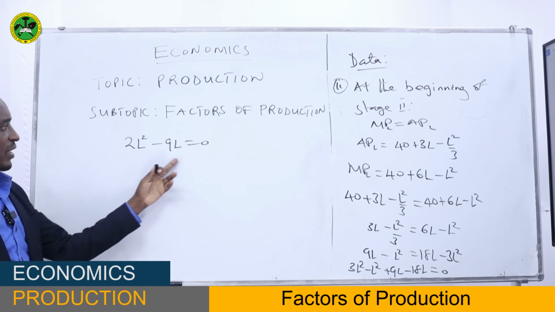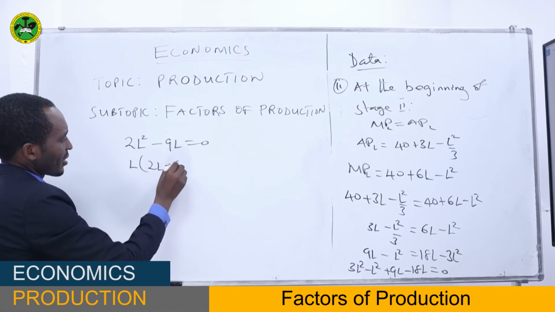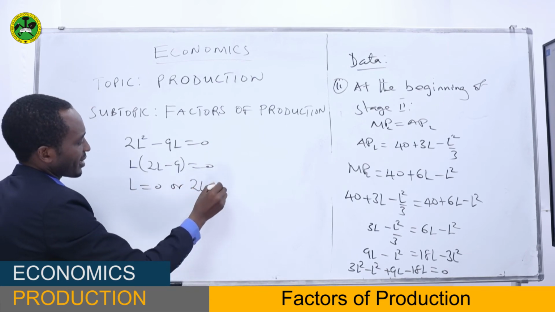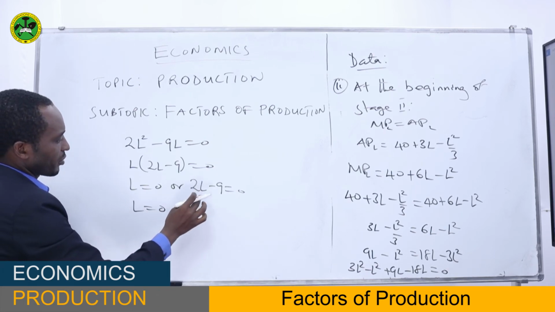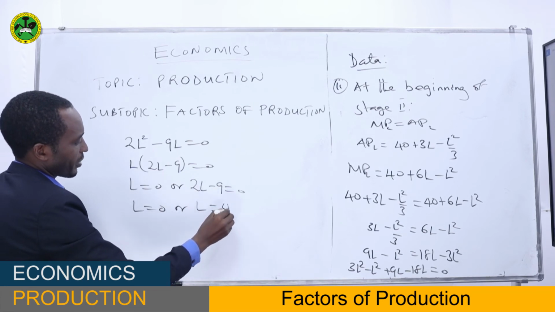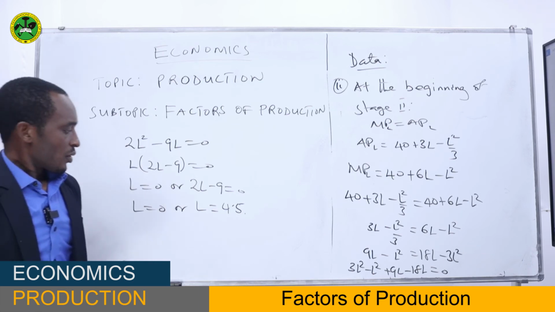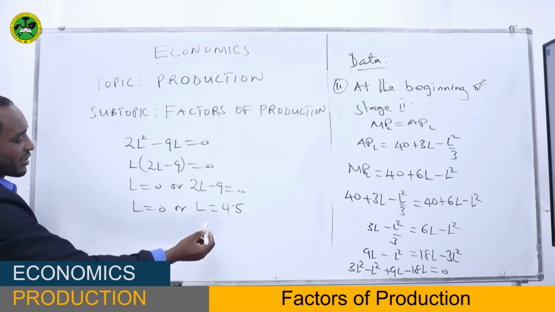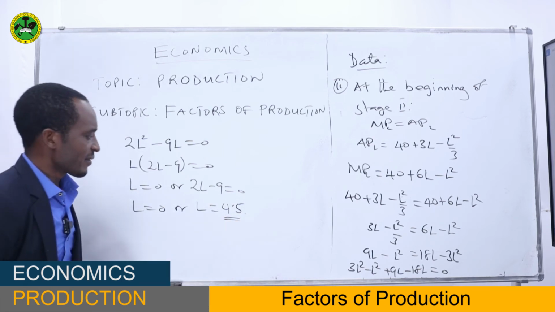So you can solve by factorization. You factor out L, and remain with L times 2L minus 9 equals 0. So L will be equal to 0, or 2L minus 9 will be equal to 0, so L equals 4.5. It means at the beginning of stage 2, the number of labor will be equal to 4.5.